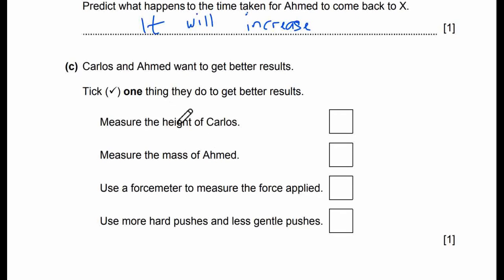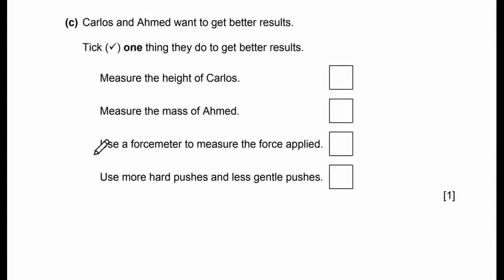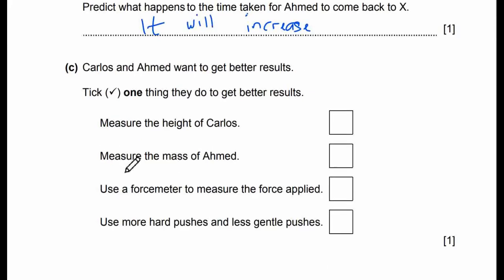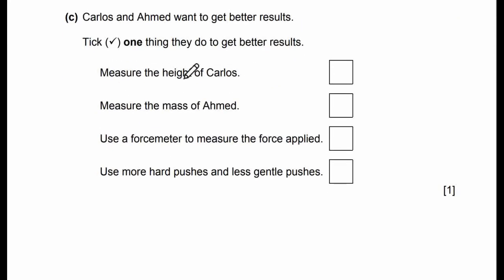Number C, Carlos and Ahmed want to get better results. Tick one thing they do to get better results. Because the force in here is only classified as gentle, medium, and hard, the answer will be we have to use a force meter to measure the force applied to be more accurate. Not use more hard pushes or less gentle. This one we cannot standardize it. Measuring the mass of Ahmed or the height of Carlos has no relation to that. So use force meter will be the correct answer.